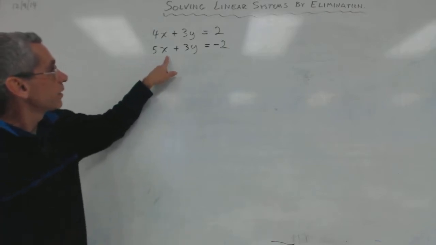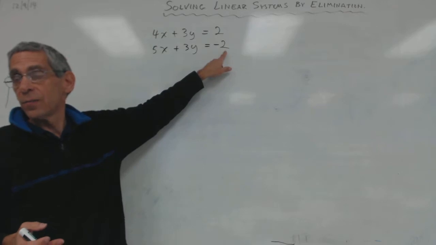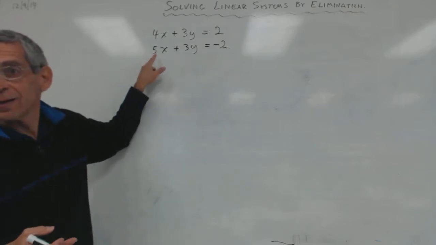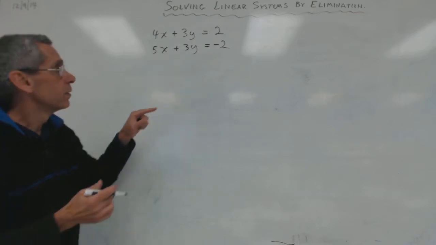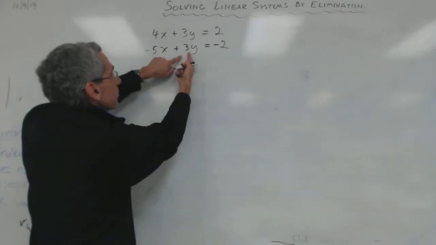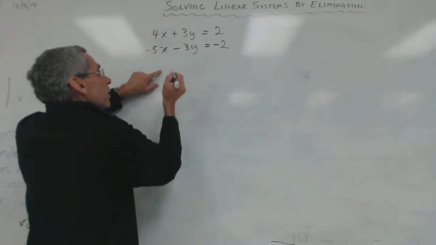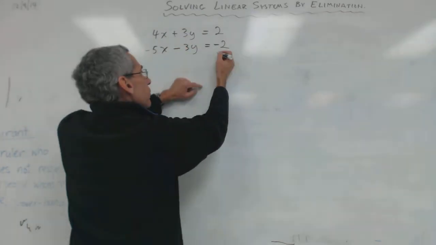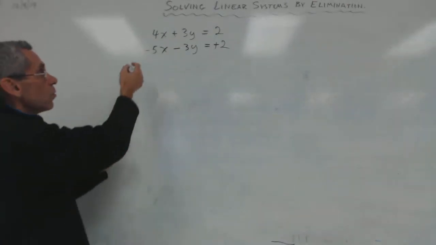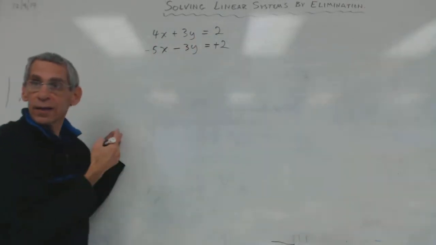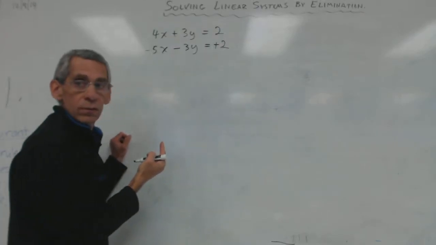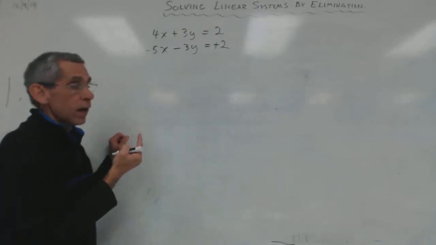If I multiplied this bottom equation by -1, wouldn't that make everything the opposite sign? This times -1 is -5x. This times -1 is -3y. This times -1 is +2. You with me? I just multiplied this by negative 1, and I got that. Couldn't you also just subtract it? Subtract will do the same. I could.